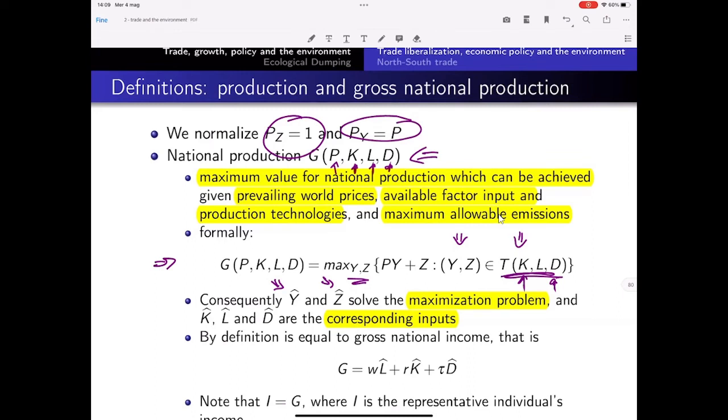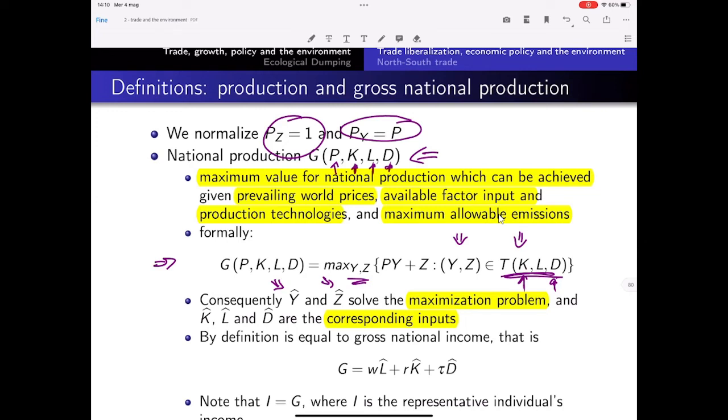So what do you do now? What you want to do is choose y and z, and I call the solutions y hat and z hat. And then as a consequence, by choosing y hat and z hat, I also choose k hat and l hat and d hat, just by choosing y hat and z hat.